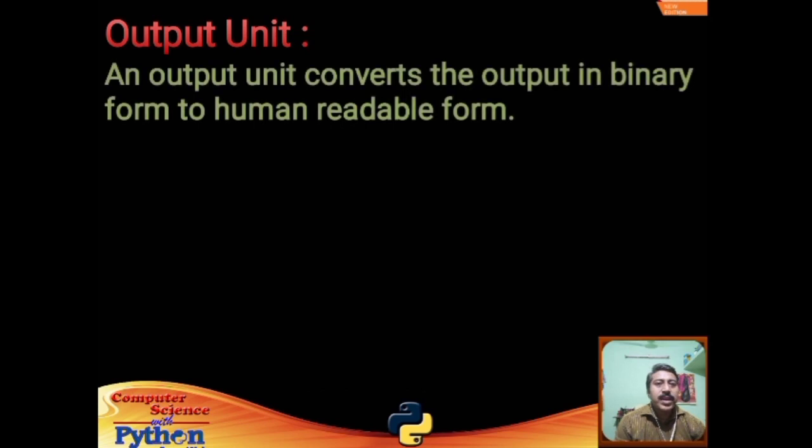Okay, next we can discuss the output units. So what are output units? An output unit converts the output in binary form to human readable form. That means after inputting the data, the processing work will be done, and then only we can get the data. That is possible with the help of output devices or output units.